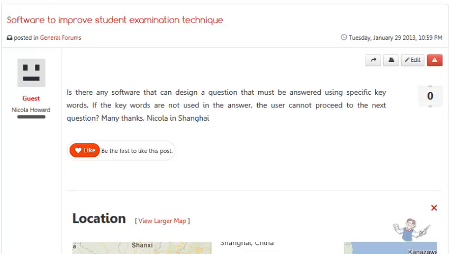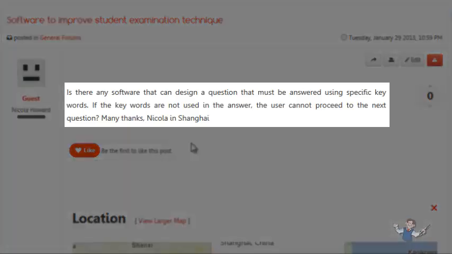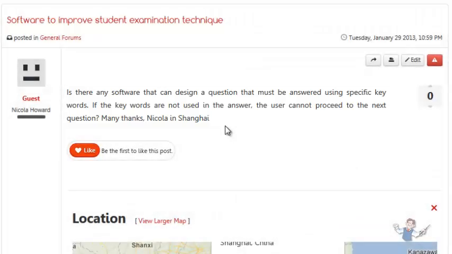We had a question in the forum from a guest asking us, is there any software that can design a question that must be answered using specific keywords? And if the keywords are not used in the answer, the user cannot proceed to the next question. Well, Nicola, thank you for your question.